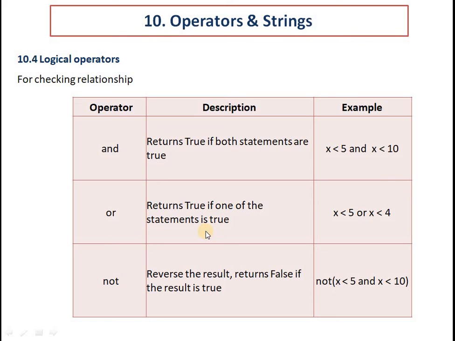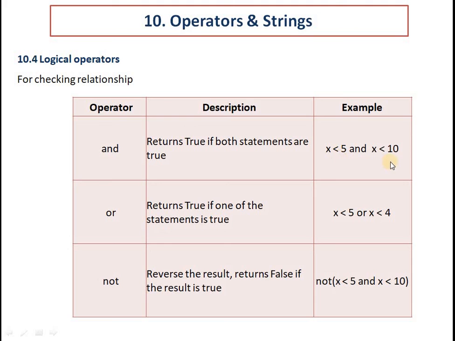Or: if any of the statements is true, it will print true. The value of x is 8, x less than 5 is not correct, because the value of x is 8, so it will be false. X less than 4, the value of x is presently 8, so both are false, it will print false. Now let us take the value of x as 3. X less than 5, it is true, it will print true. X less than 4, it will print true. So while using or, if any of these statements is true, it will print true. If the first segment is true and the second segment is false, it will print true.